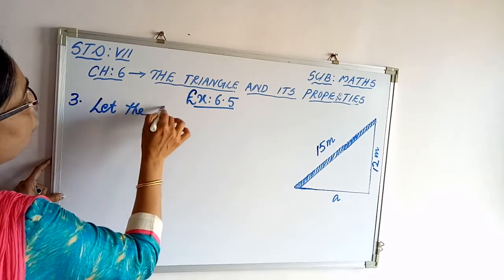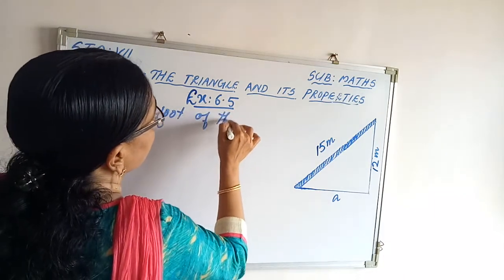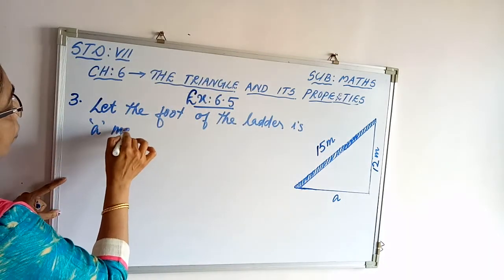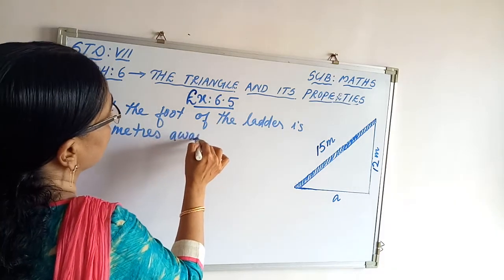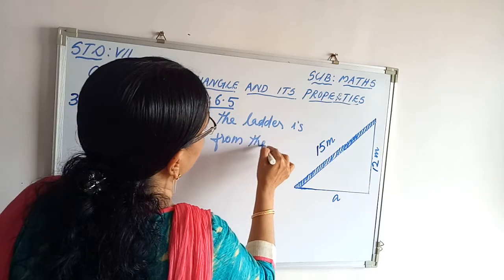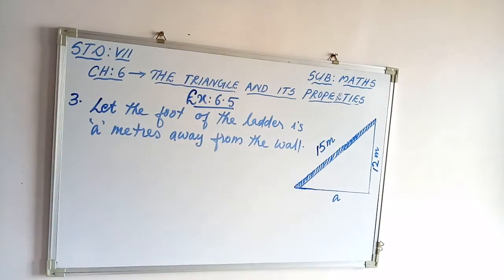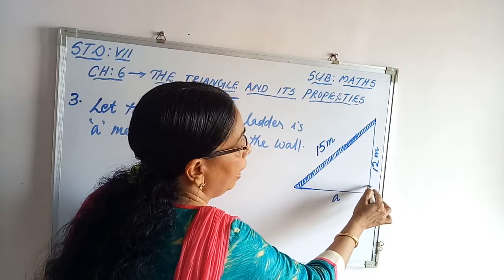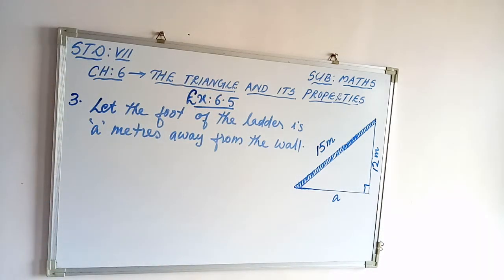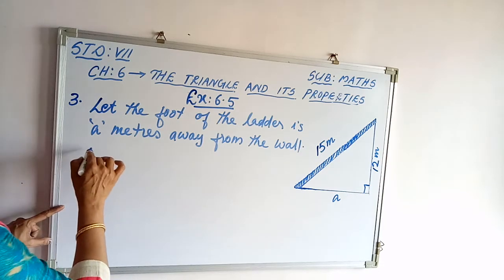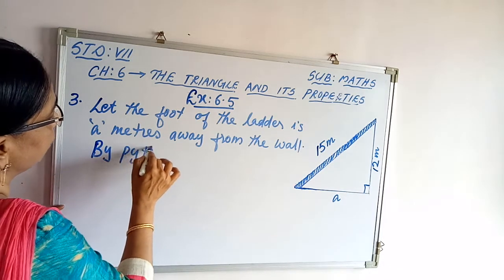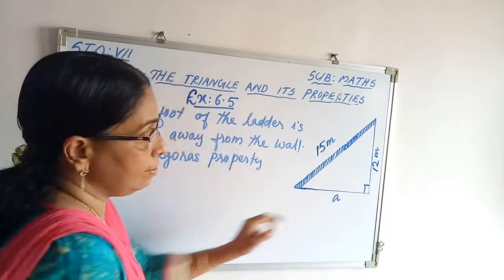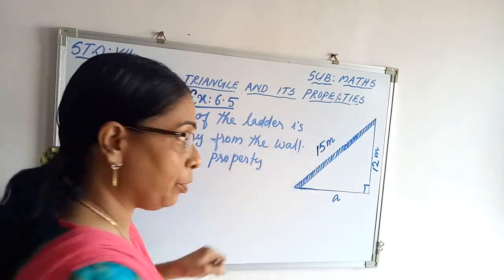Let the foot of the ladder be A meters away from the wall. Any alphabet you can use. So, see that when you keep the ladder like this, we get a right angle triangle, as this is the right angle, that means 90 degrees. So, by Pythagoras property, we can use Pythagoras property. As this is the right angle, the ladder becomes the hypotenuse.